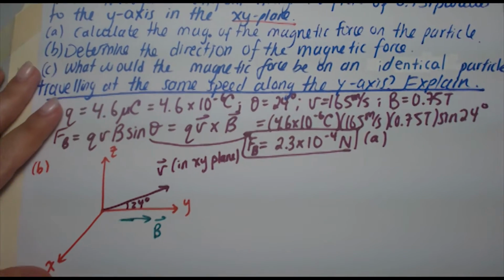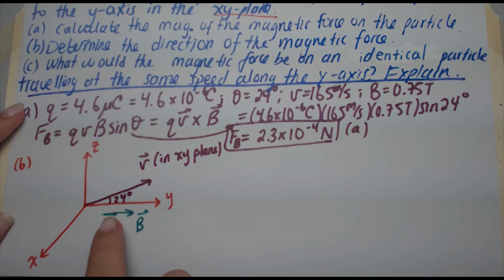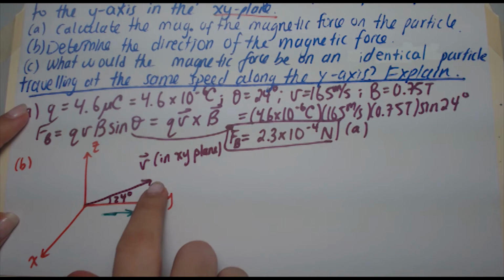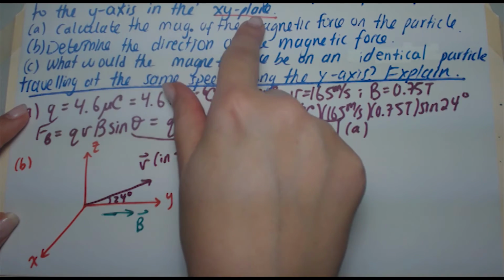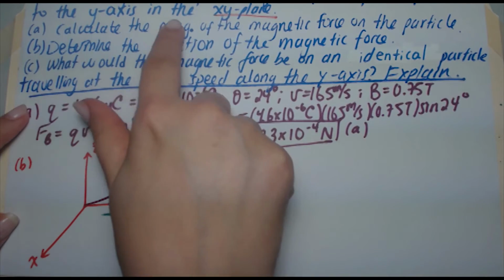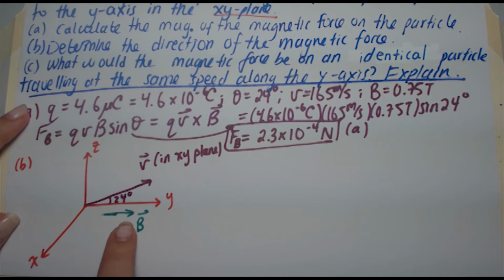Oh, I'm sorry guys, I've been drawing and you can't even see. So this is our V in the xy plane, 24 degrees to the y-axis. Our B, the magnetic field, is parallel to the y-axis in the xy plane. Like I said, it might as well have been the y-axis.